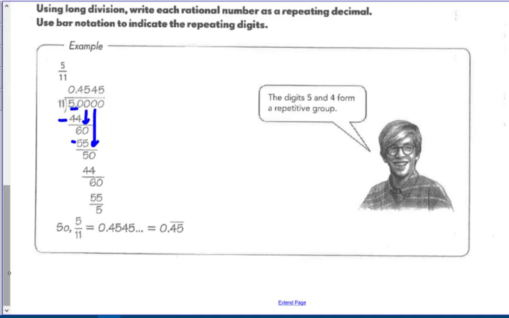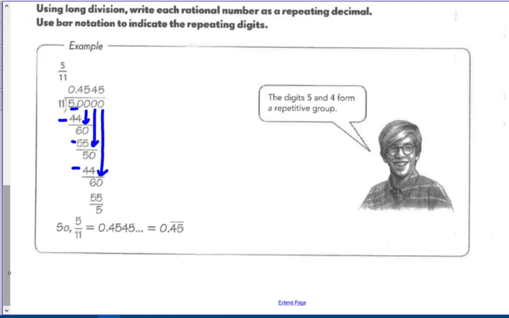And 4 times 11 is 44, and you get a 6. That looks familiar. Now I'm at 60. So I have this repeating pattern happening here. And then I subtract and I get 5, and then I subtract and I get 6. So it continues on. It is 2 decimal places that repeat.